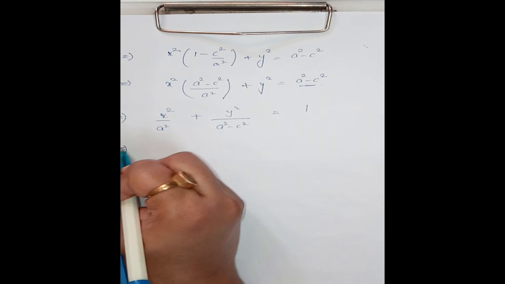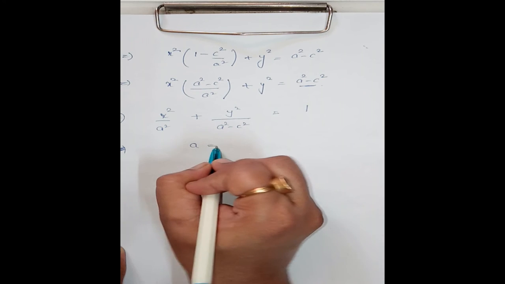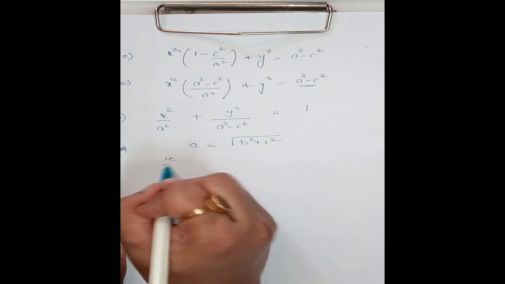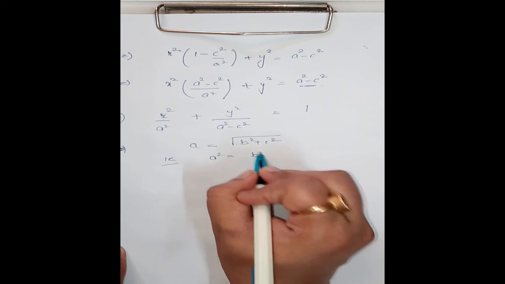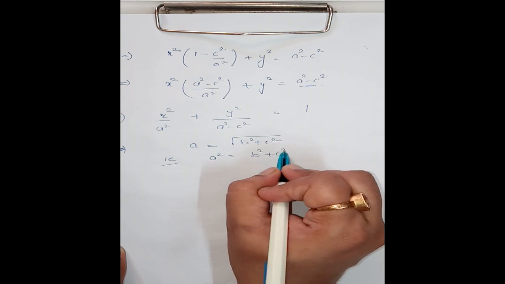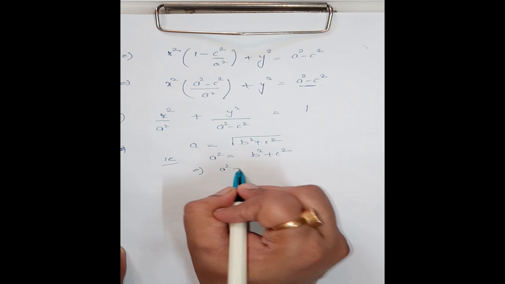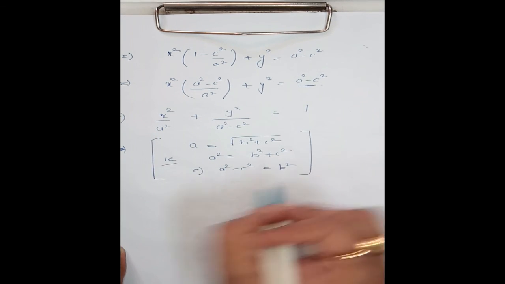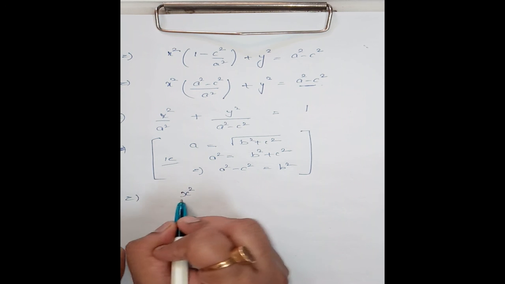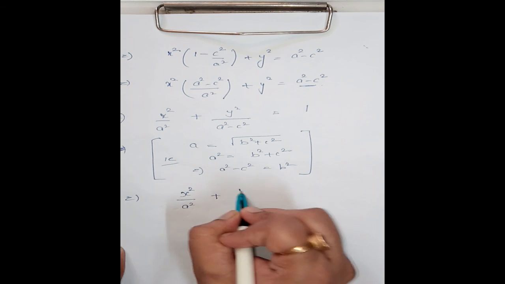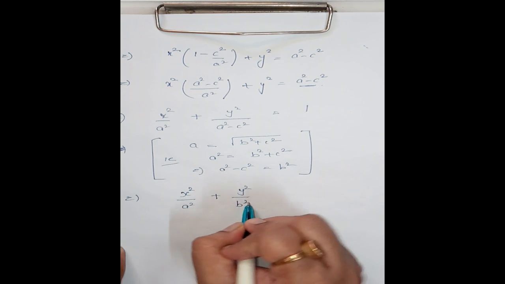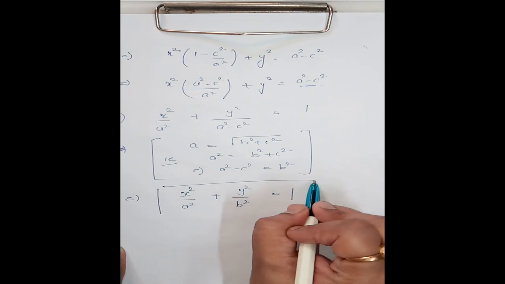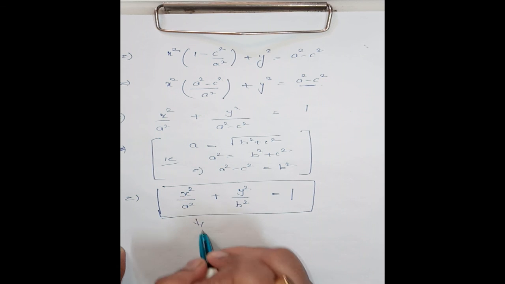Now first, we know a is square root of b square plus c square. This implies a square is equal to b square plus c square, that is, a square minus c square is equal to b square. Therefore, this equation is x square by a square plus y square by b square is equal to 1. Clear? This is the equation of the ellipse.